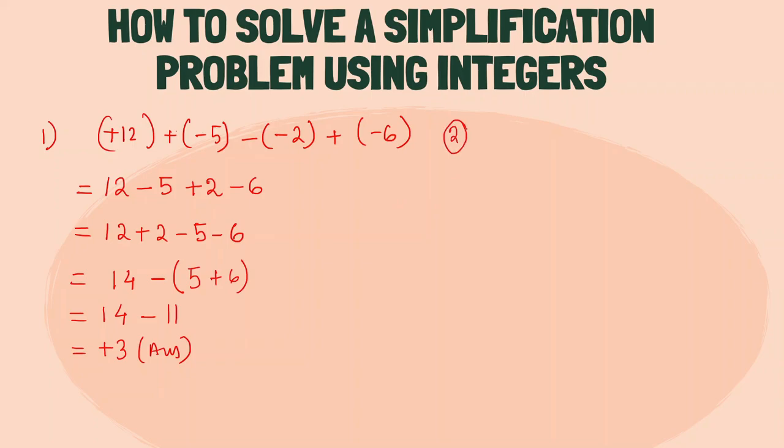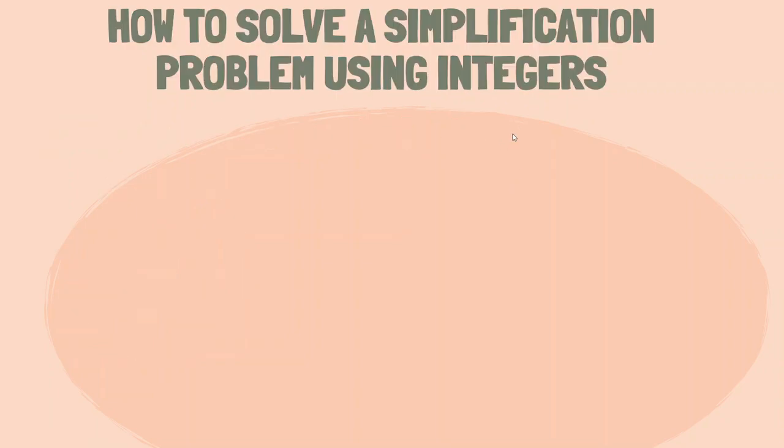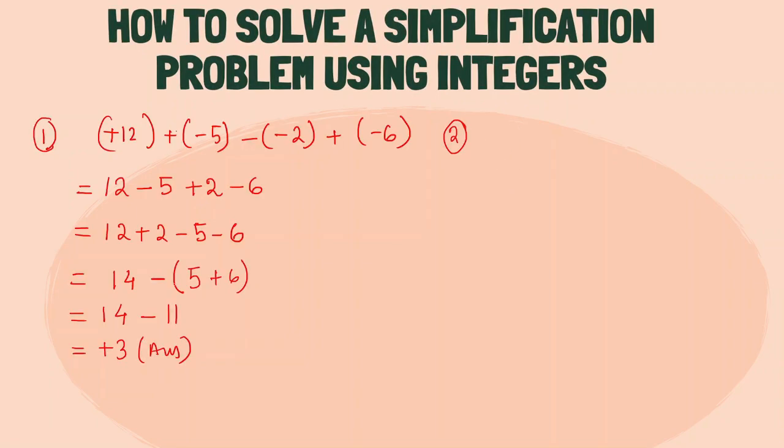Problem 2. This is 1, this is 2. Here I will take minus 44, minus minus 23, plus 37, minus plus 42. So what will be the answer?